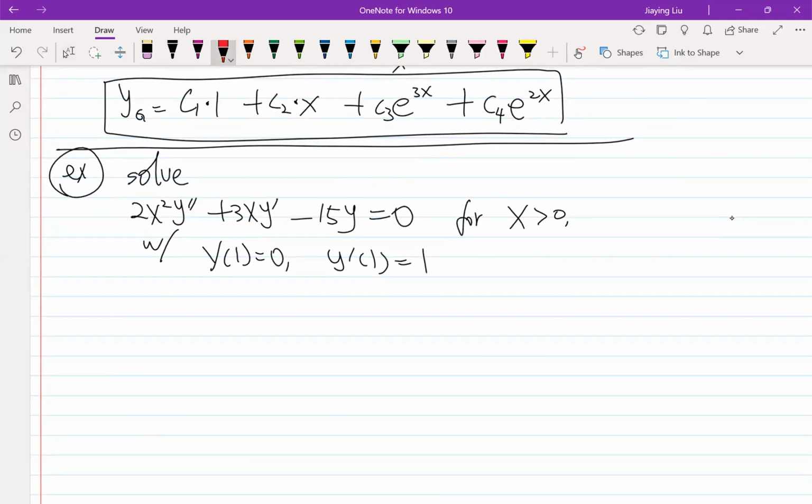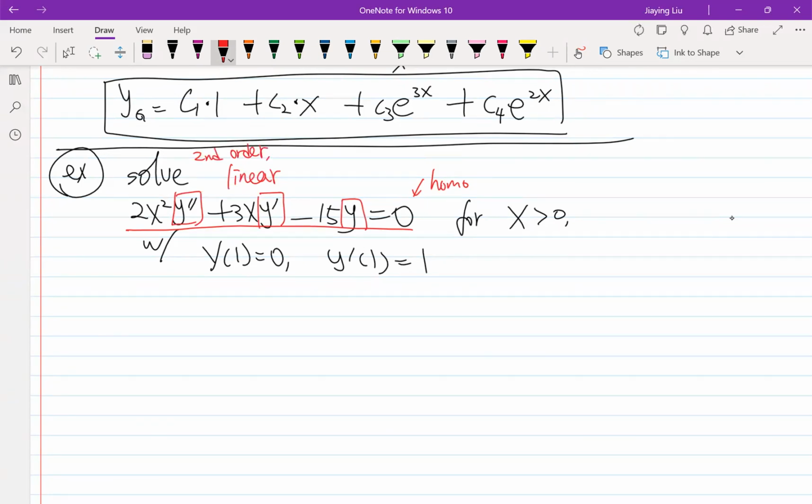If we look at the differential equation, it's still homogeneous because we get 0 on the right-hand side, and all the y terms are on the left. And it's still linear because we have y double prime, y prime, and y. They all have power 1, and there are no products of them. So it's still linear, and it's still second order.